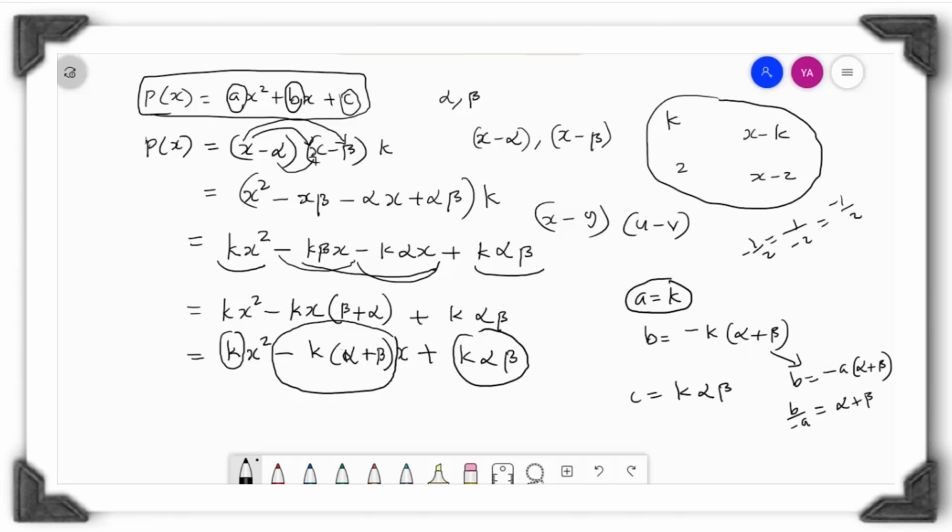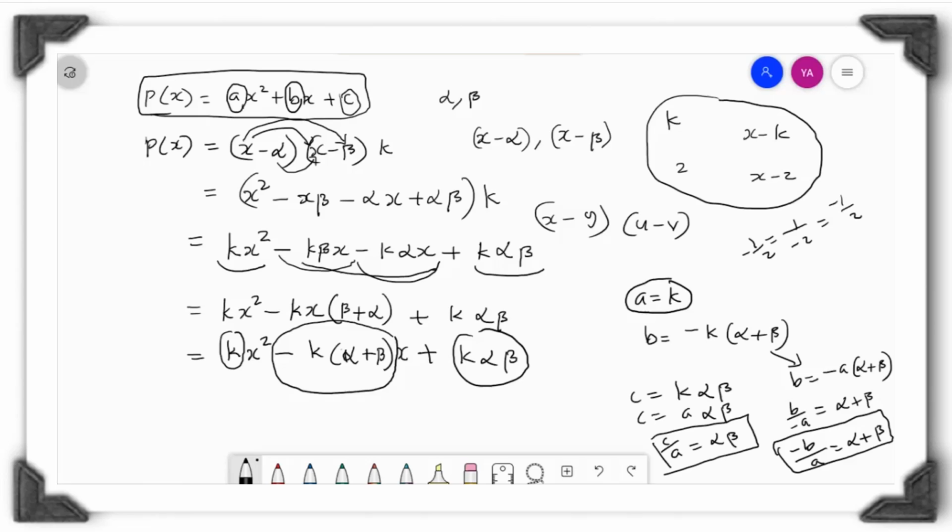Okay, so here we write minus b by a is equal to alpha plus beta. This is one of our results. And from this, if you put k is equal to a, what will you get? c is equal to a into alpha beta. And if you move a to the left side, you will get c by a is equal to alpha beta. This is our second result.